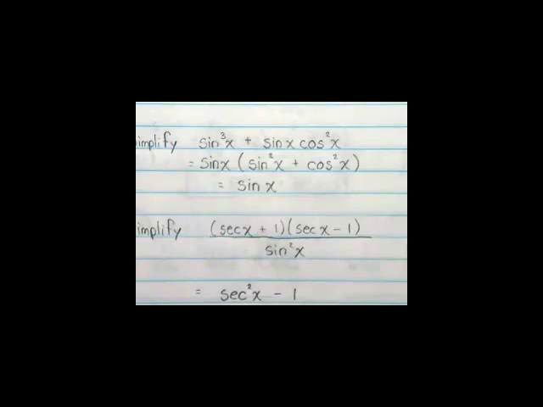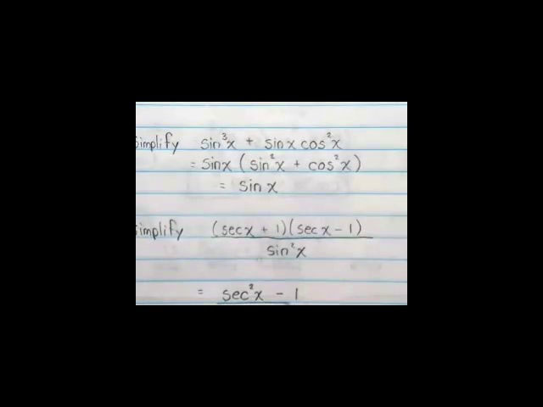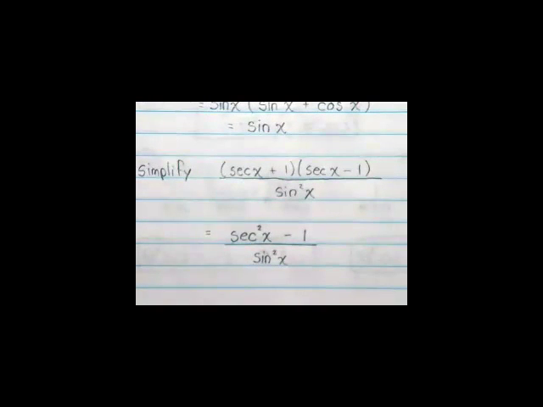Okay, because those two middle terms are going to cancel each other out, right? 1 times secant x and negative 1 times secant x. Those will cancel, and then it's just secant squared x minus 1, and that divided by sine squared x. So, can anybody see the Pythagorean identity we're going to use here?